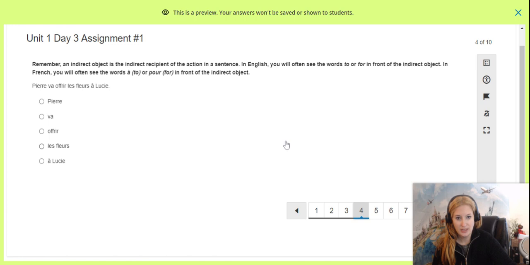Okay, now in this one we are again identifying the indirect object. Pierre va offrir les fleurs à Lucie. Pierre's going to give flowers to Lucy. Okay, so to whom is he going to give flowers? To Lucy. So that is the one down here.